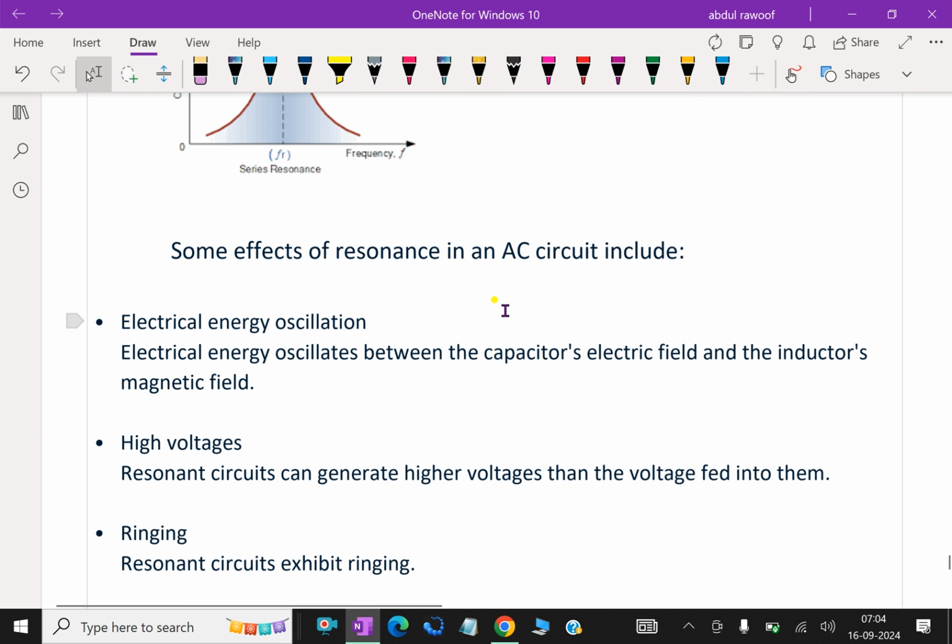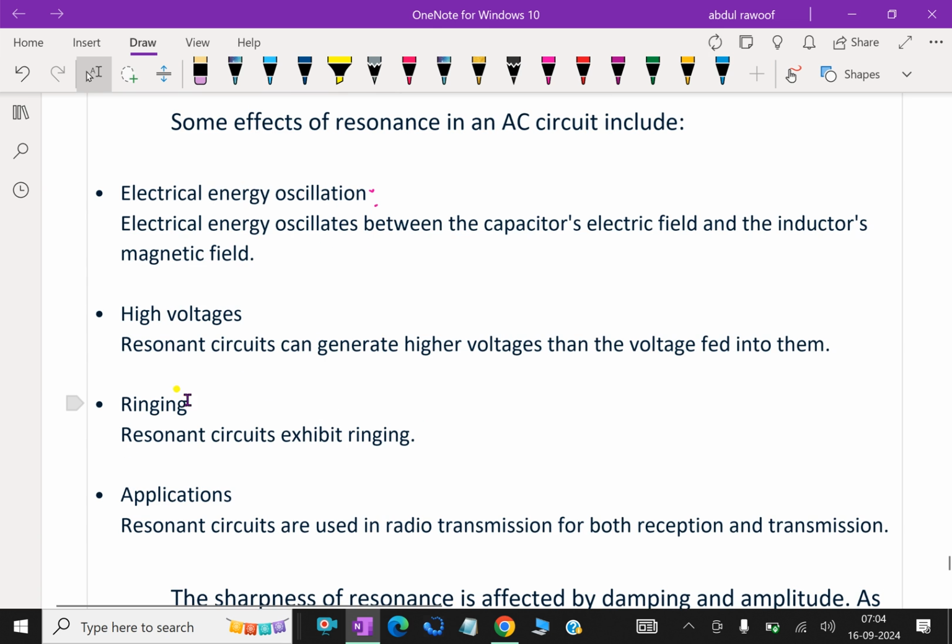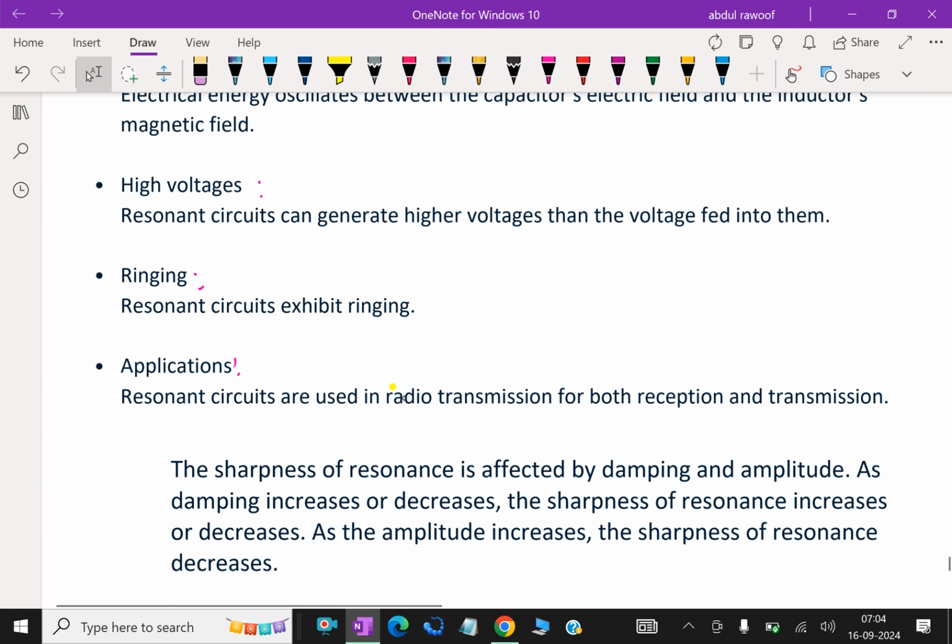Now, some effects of resonance in AC circuits. Electrical energy oscillations: electrical energy oscillates between the capacitor's electric field and the inductor's magnetic field. High voltages: resonant circuits can generate higher voltages than the voltage fed into them. Next one, ringing: resonant circuits exhibit ringing. Applications: resonant circuits are used in radio transmission for both reception and transmission.